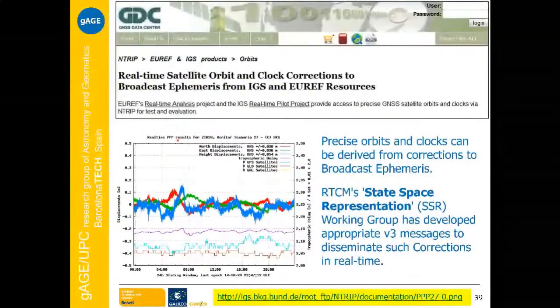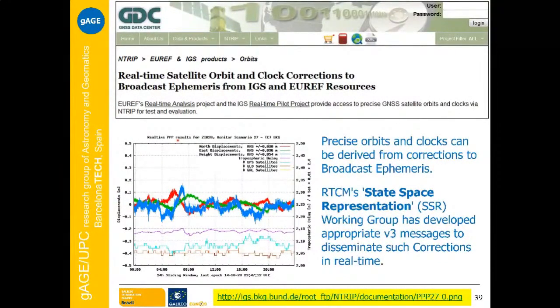As I commented before, PPP, precise point positioning, was developed at the beginning for post-processing mode. This means not for real time, but now this technique is working in real time. This means that some centers or even some service providers for commercial applications are computing orbits and clocks in real time, and these orbits and clocks are provided to the user to perform PPP in real time.